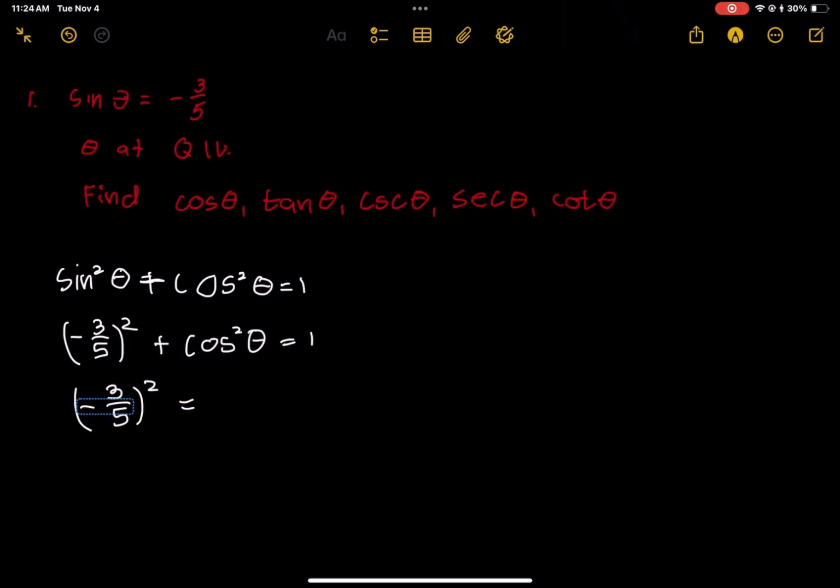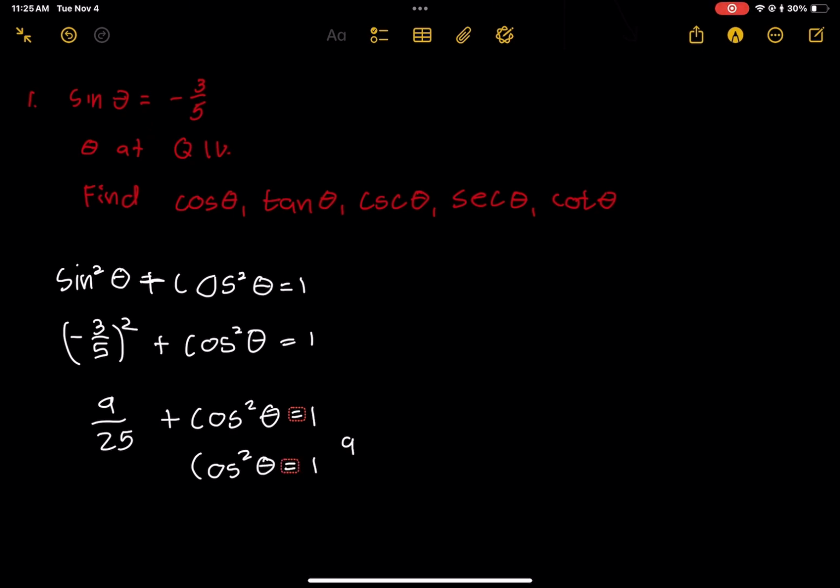Now we will transpose cos squared theta to the other side. But first, let's square the sine, which is negative 3 over 5 squared is 9 over 25. And rewrite cos squared theta is equal to 1. Next is, let's transpose 9 over 25 to the other side. It's supposed to be negative, sorry.